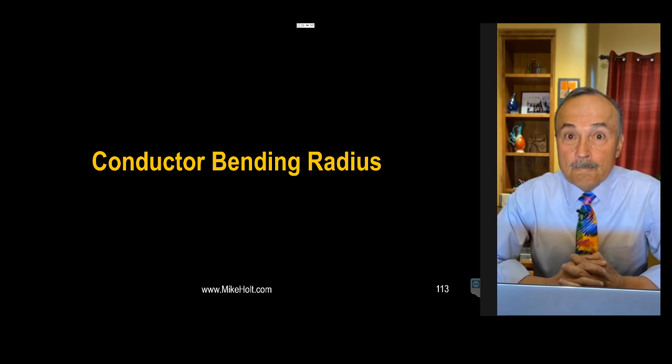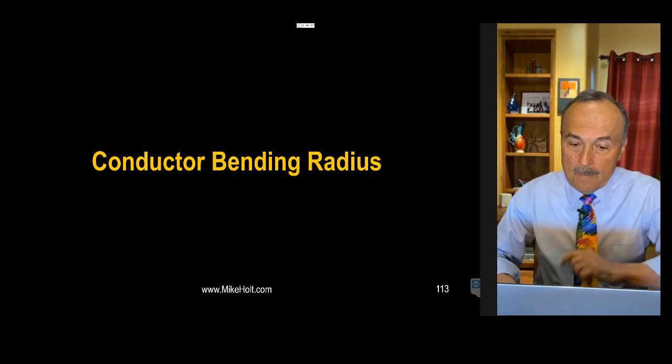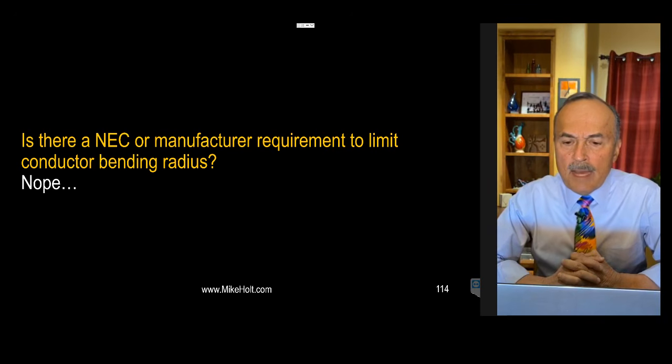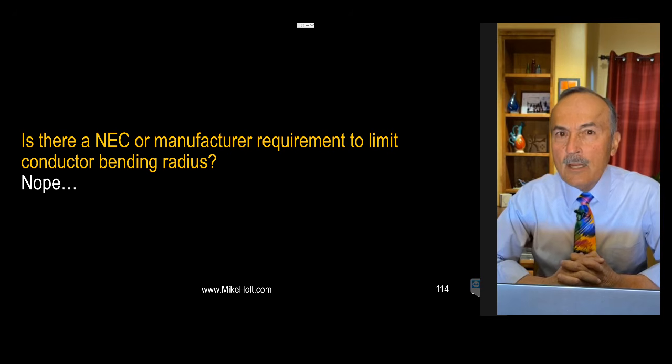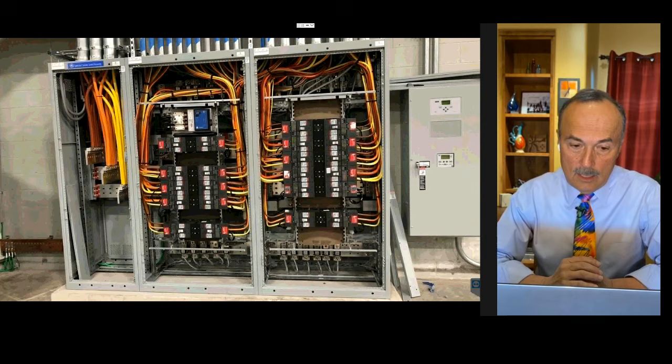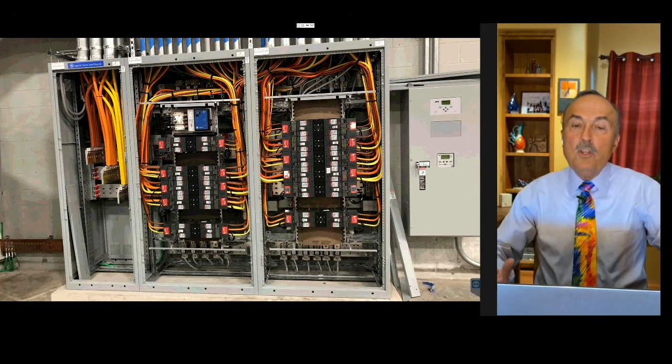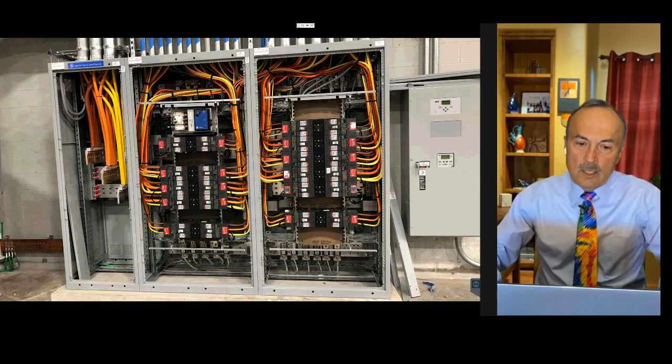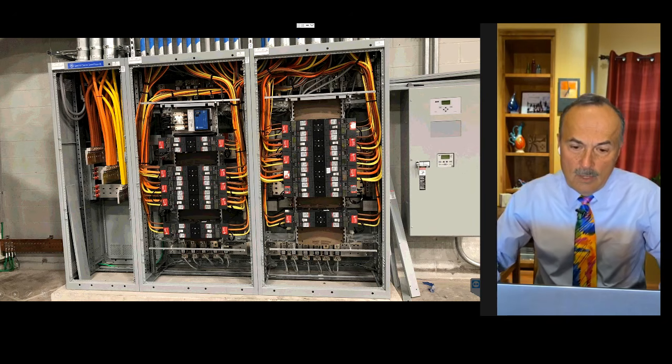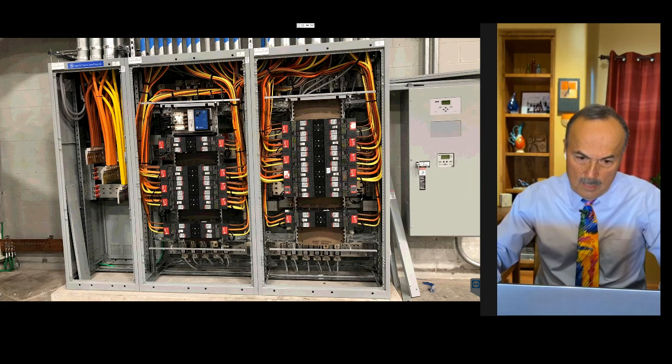Conductor bending radius. Another New York City story. Nothing to do with Local 3. Is there an NEC or manufacturer requirement to limit conductor bending radius? Nope. Let's take a look at this illustration. It's beautiful. You can see the conductors are coming down, and I don't know what size they might be, looks like these might be 500 kcmil. So you can see there's a bending radius, whatever that radius is, in order to get right here, to get that insulation.